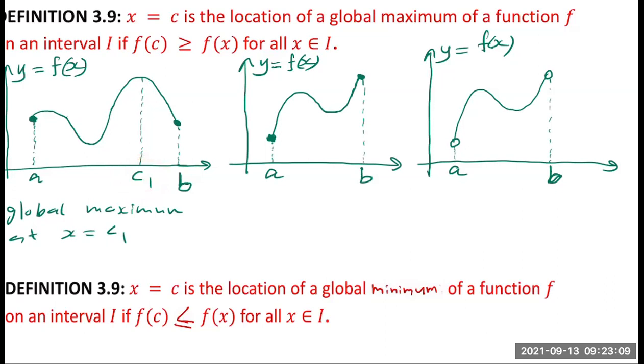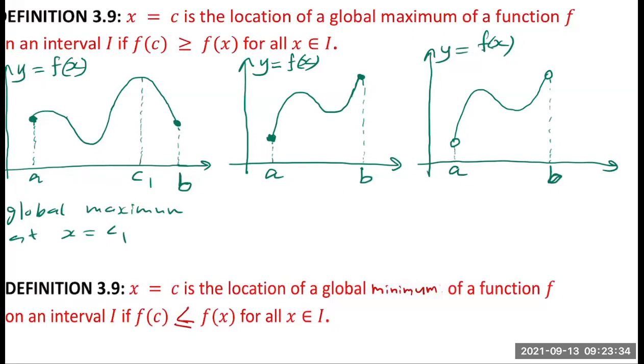What about the global minimum? What is the definition for global minimum? I have put down the definition for global minimum here. X is equal to C is the location of a global minimum of a function f on an interval I if f of c is less than or equal to f of x for all x in I. Okay. If we go back to this example, what would be the global minimum? What is the location of the global minimum?